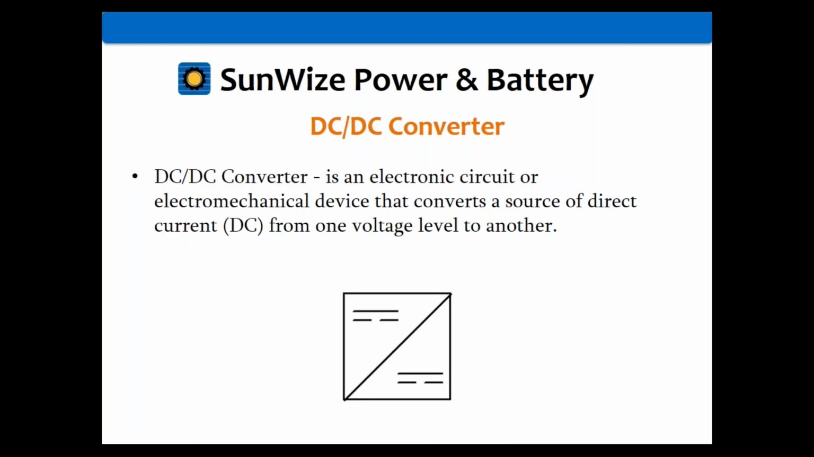And the same type of thing happens on the DC-DC converter. It's a device that converts one DC voltage to another. And again, it's almost the exact same symbol as the inverter. It's the box with the line through the middle of it, and you've got the DC symbol on the input, which is the solid line with the dashed lines underneath it. On the other side, which is the output, it's going to be another DC symbol.